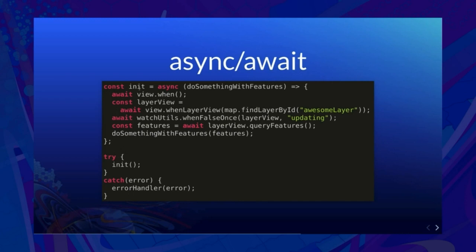I can then wrap this async init method inside a try catch, and if something goes wrong in here, I'm going to catch that error and do something with it.